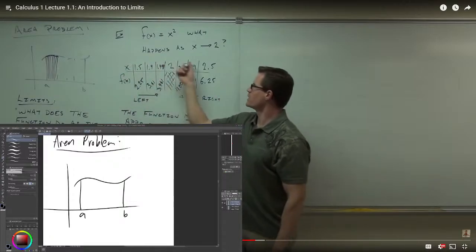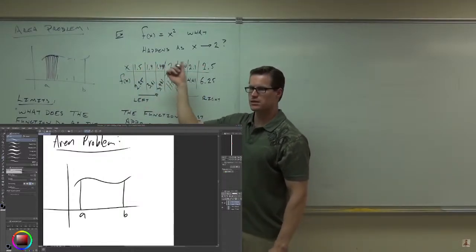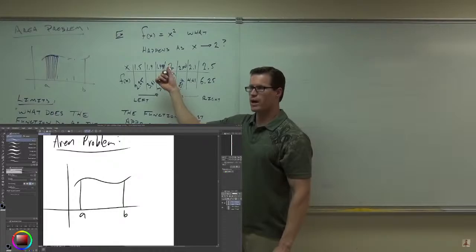Where are we trying to get to on our x? We're trying to find out what happens as x approaches 2. Does that make sense?